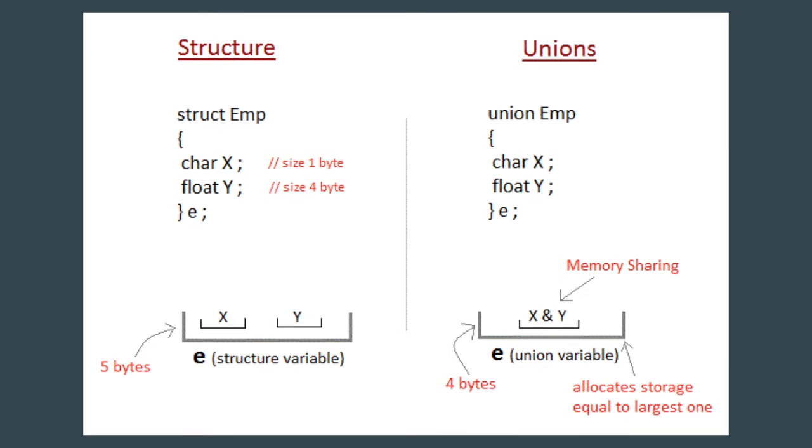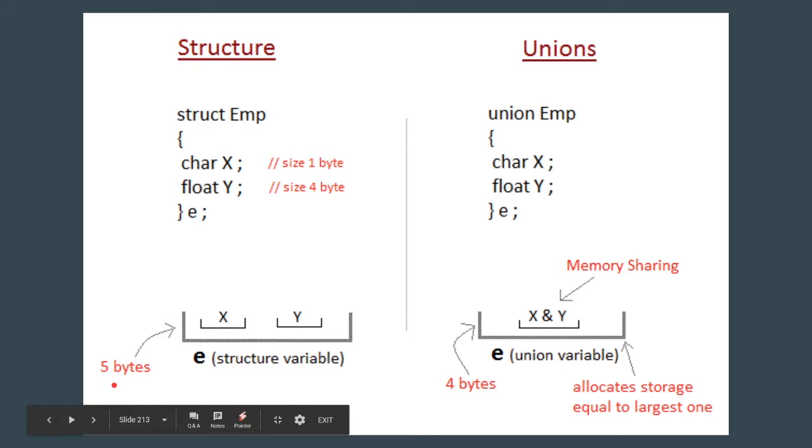Now let's take a look at this. In the case of a structure, this is a sample structure given over here, struct EMP, inside which there are two variables, char x and float y, and this is the object of the structure. So char x and float y both occupy their own distinct memory. The size of x is obviously 1 byte because it's a char, and the size of y is 4 bytes because it's a float. So the total size becomes 5 bytes for this particular structure.